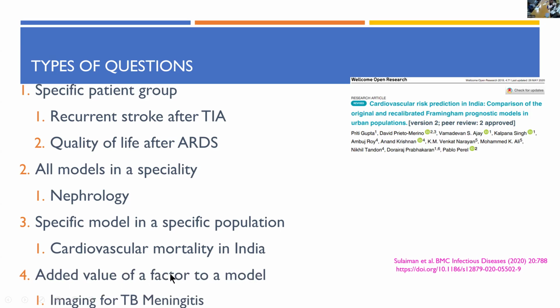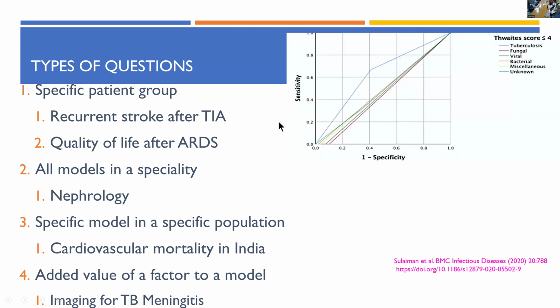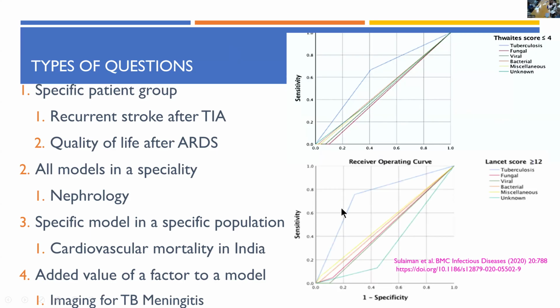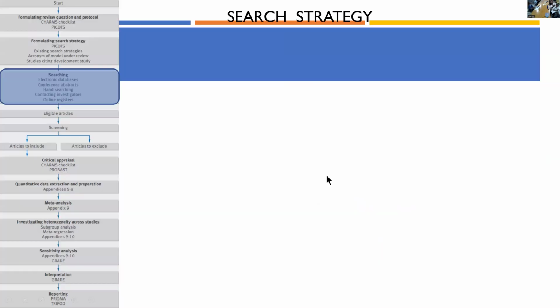The last one is the added value of a factor to a model. For example, for TB meningitis, what scoring system do we use? The 2-8 score. Is there a newer scoring system? The Lancet score. Now you all know this ROC curve. This is the ROC curve for the 2-8 score alone; it's not great. The 2-8 score doesn't have imaging. And this is the ROC curve for the Lancet score, because now we have added imaging and other factors. You can see it has slightly improved. So that is the added value of a factor to a model. This is another way a model can be done.